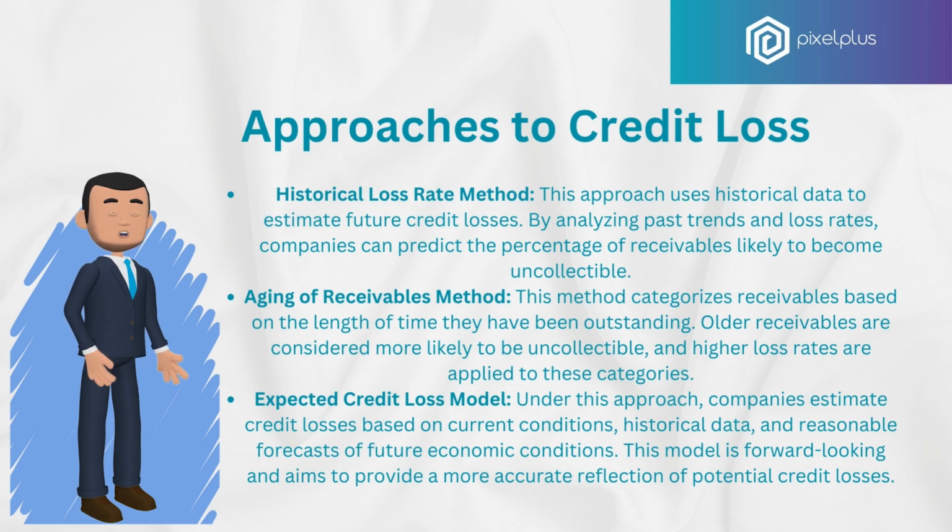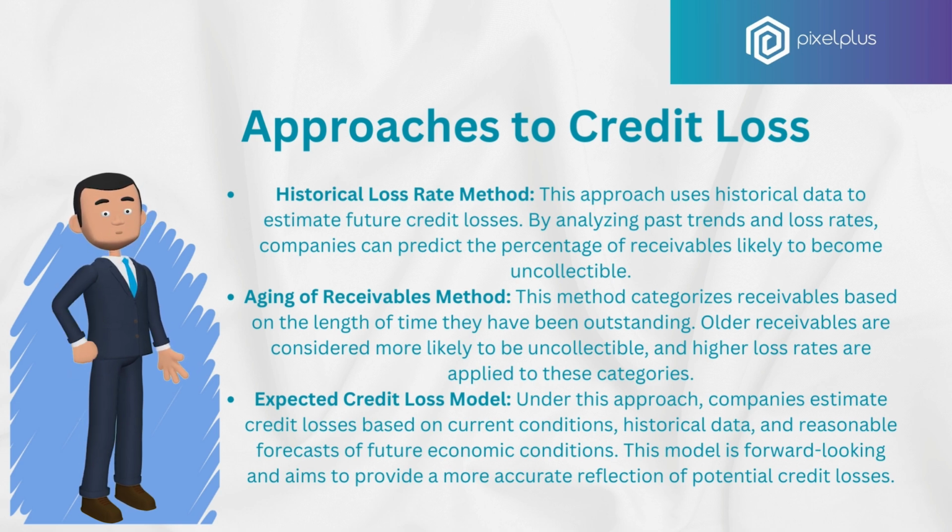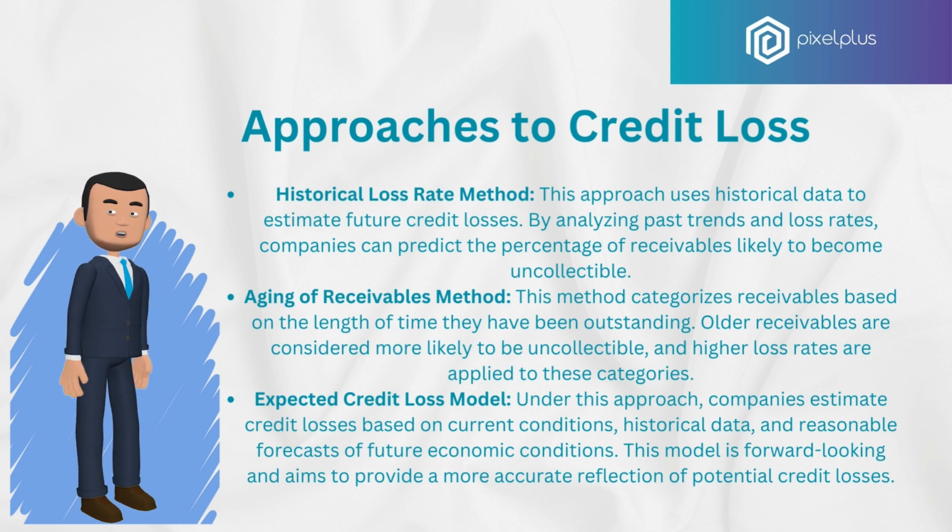3. Assign loss rates to each category. Based on historical collection rates, assign higher loss rates to older receivables. For example, if the historical loss rate for receivables 0 to 30 days old is 2%, for 31 to 60 days old it might be 5%, for 61 to 90 days old it might be 10%, and for over 90 days old it might be 20%.